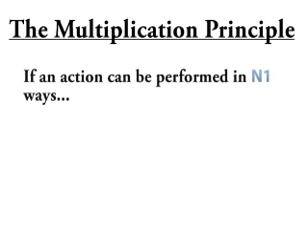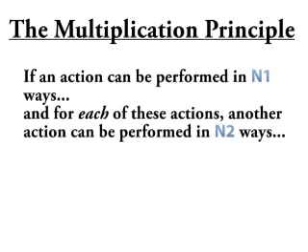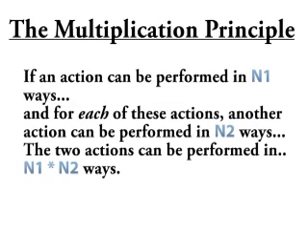If an action can be performed in n sub 1 ways, and for each of these ways another action can be performed in n sub 2 ways, then the two actions can be performed together in n sub 1 times n sub 2 ways, as so.